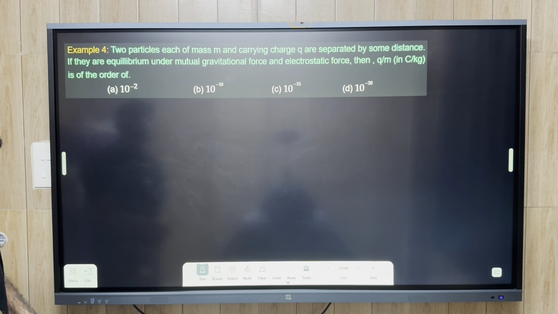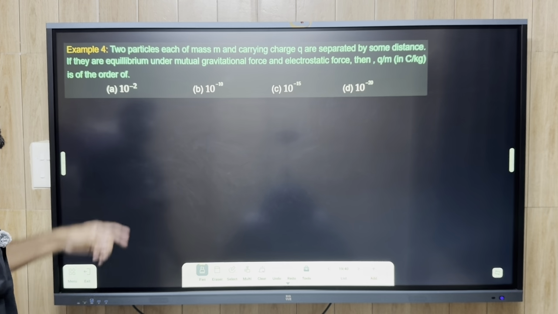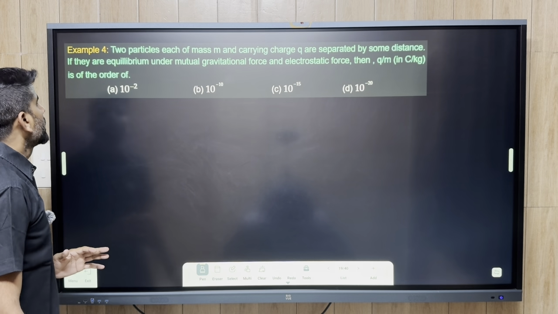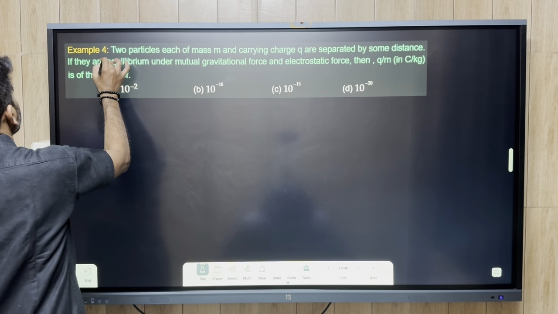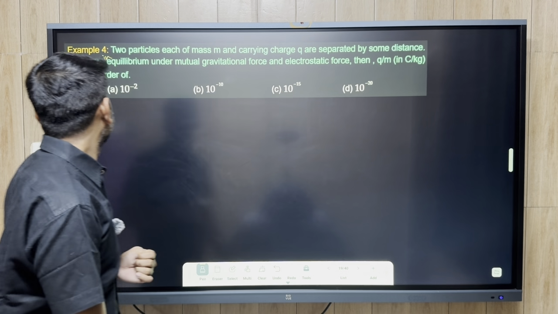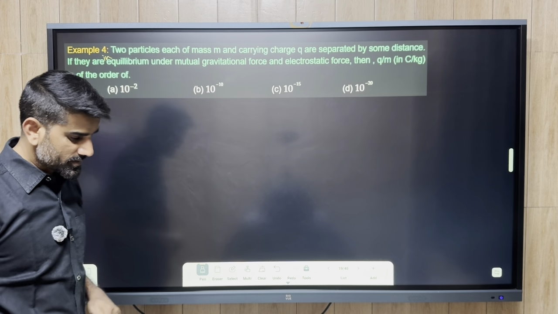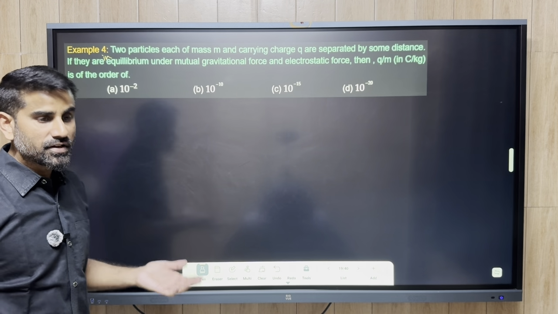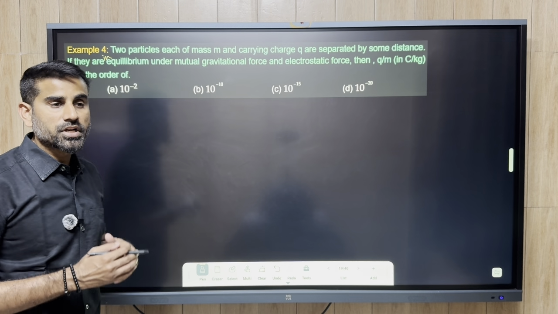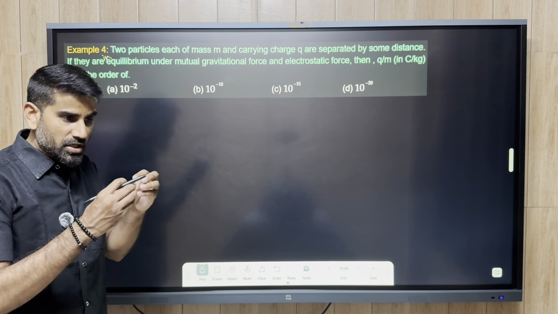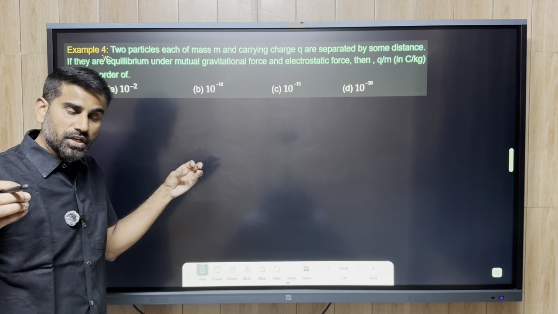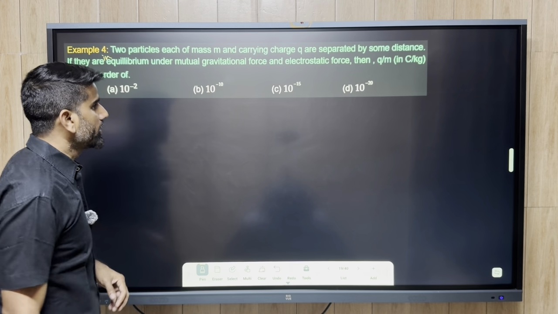Now another question. Let's understand the question. Two particles each of mass m carrying charge q are separated by some distance. If they are in equilibrium under mutual gravitational force and electrostatic force, q by m is of the order of what? In the question it is mentioned that the system is in equilibrium. That means there is gravitational force of attraction and there is electrostatic force of repulsion. Electrostatic force must be creating repulsive force, that the two charges must be pushing away, whereas the gravitational force is keeping them at the same place.